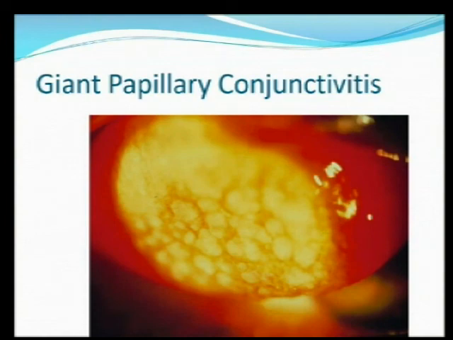But the only way to see this is to flip the lid. And this is a fairly advanced stage of giant papillary conjunctivitis that we're looking at on this slide. For a patient like this, they need to stop wearing their contact lens. By not wearing the lens, that will help. Some doctors will treat it with steroids as well.